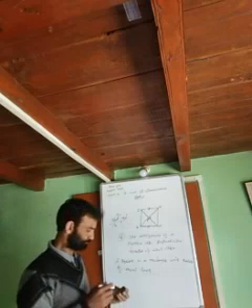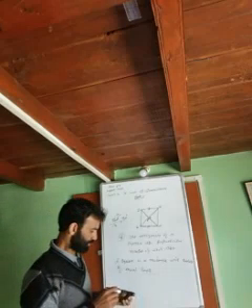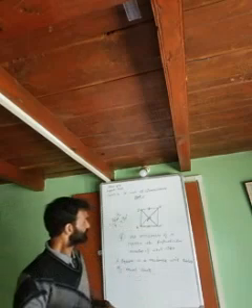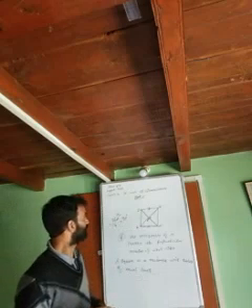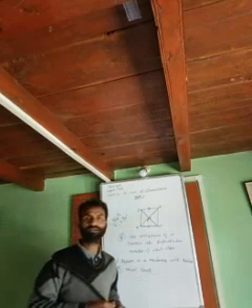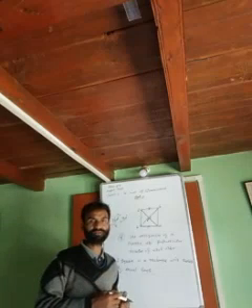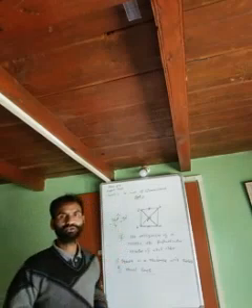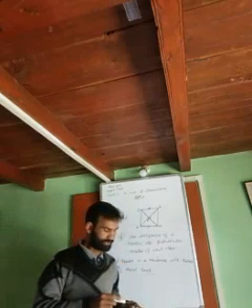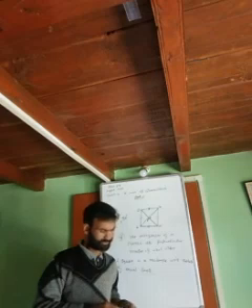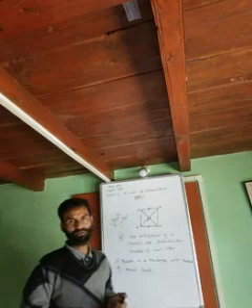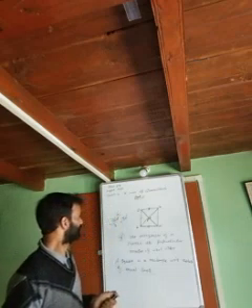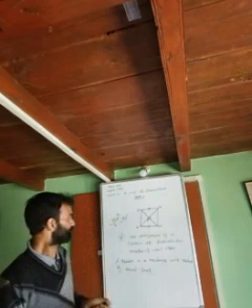Dear students, a square has all the properties of a parallelogram, all the properties of a rhombus, and all the properties of a rectangle. So we can say that all squares are parallelograms, all squares are rhombuses, and all squares are rectangles.